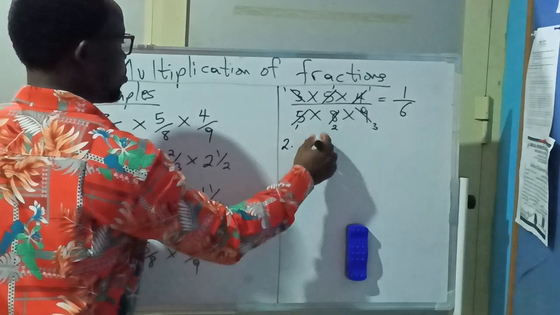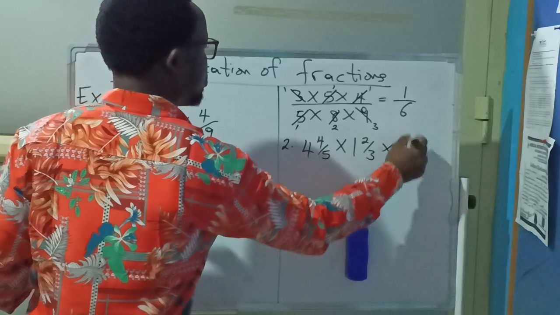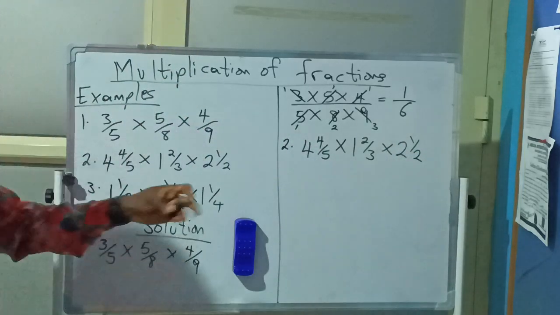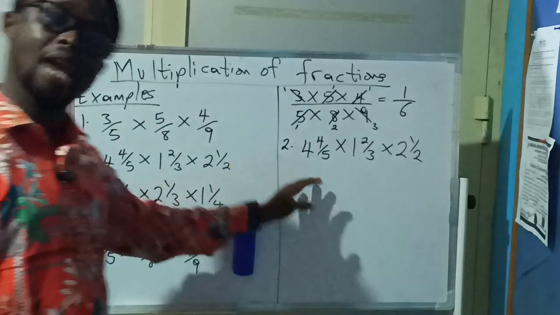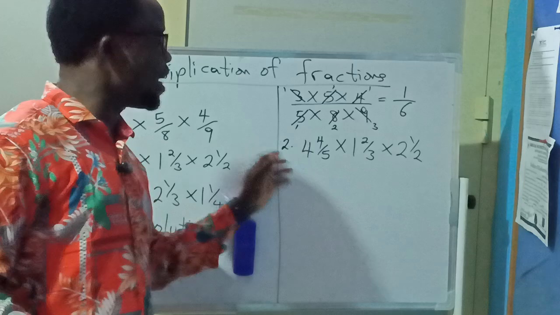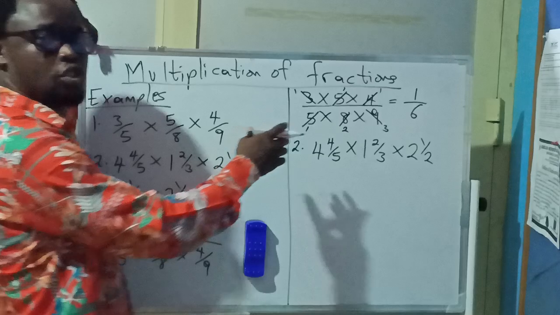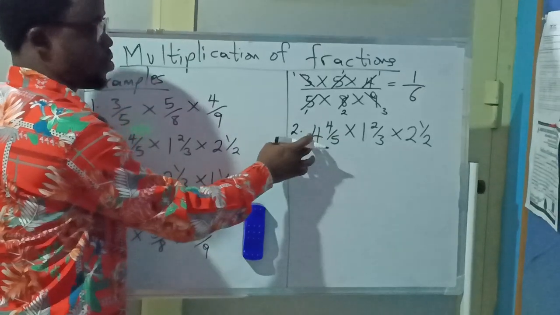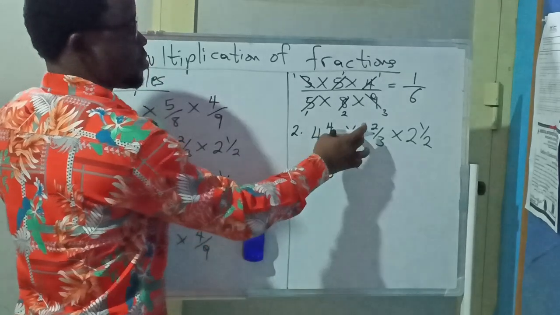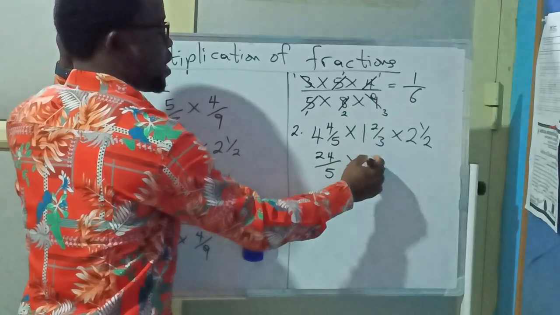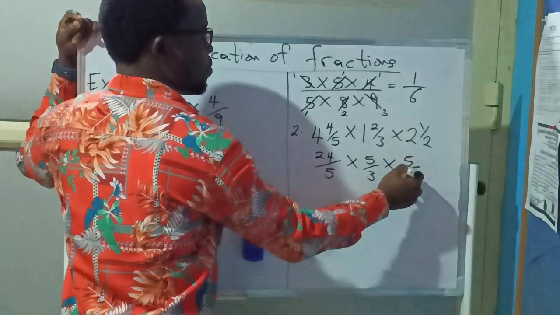Number 2 says 4 over 5 times 1 and 2 over 3 times 2 and 1 over 4. Now this is mixed fraction, so I need to change them to improper fraction. Sometimes you might not have all of them as mixed fraction, but any one you have in mixed fraction, it is always advisable you change them to improper fraction. So let's first of all change everything to improper fraction. 5 times 4 is 20 plus 4, 24 over 5. Times 3 times 1, 3 plus 2, 5 over 3. Times 2 times 2 is 4 plus 1, 5 over 2.